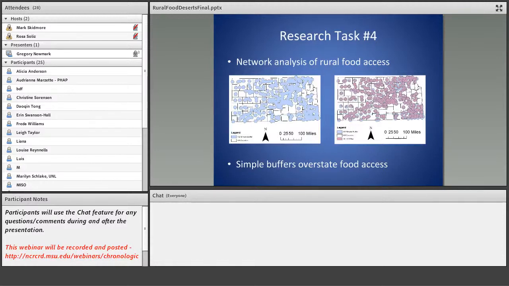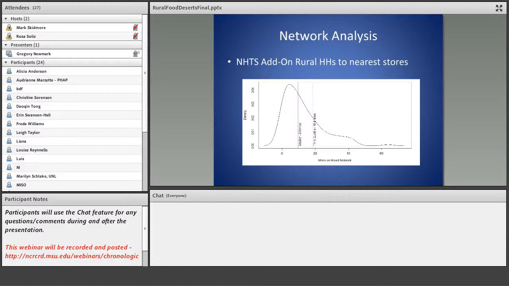And you can see in almost every case that the purple buffers are smaller, and they allow the blue buffers to show through, meaning that the actual experience for people in these communities is not that they can get to food in 10 minutes, but that the areas that are not food deserts by the standard definition is smaller than we think they actually are.